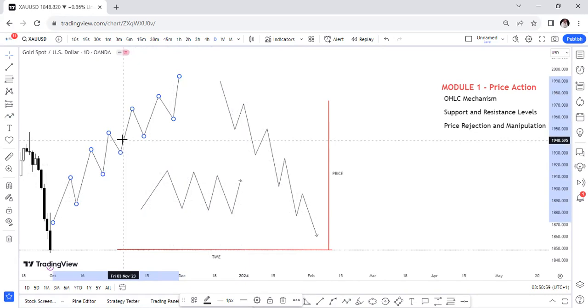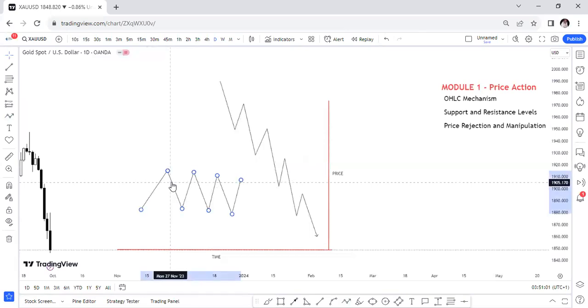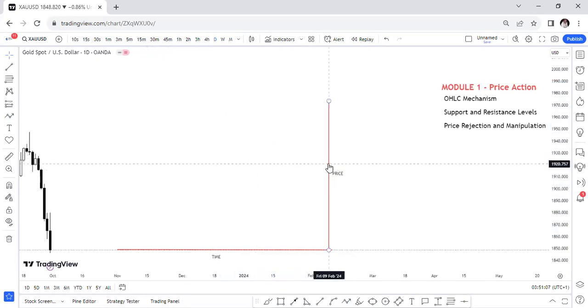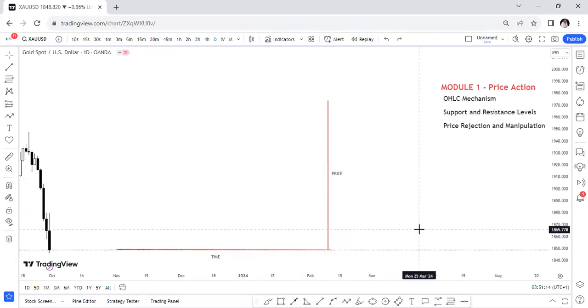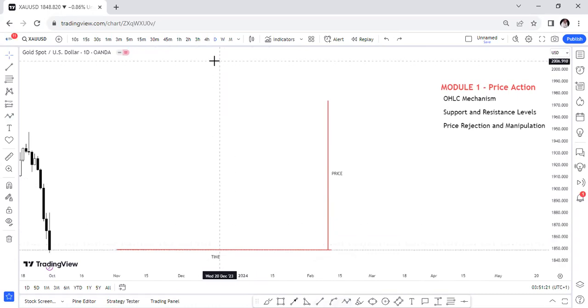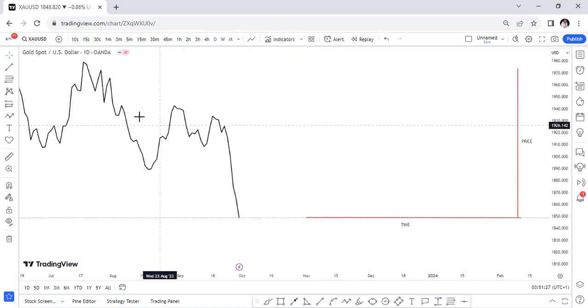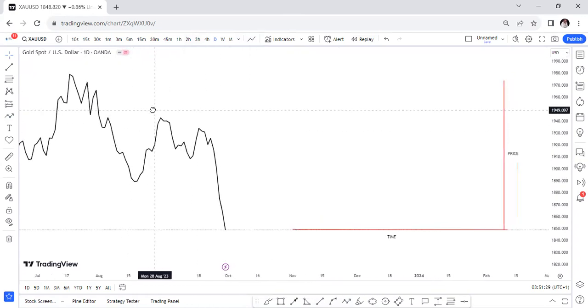Now, how is this information represented in our trade charts? In technical analysis, we have two types of charts. We have the line chart, and then we have the candlestick chart. This is the candlestick chart, and this is the line chart.